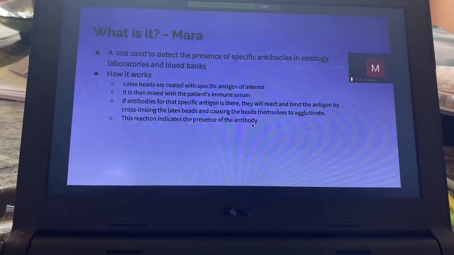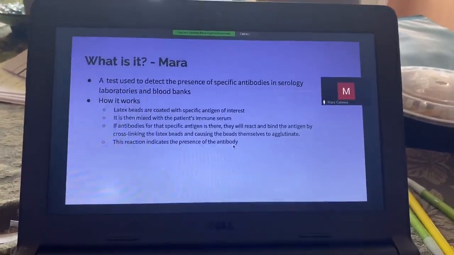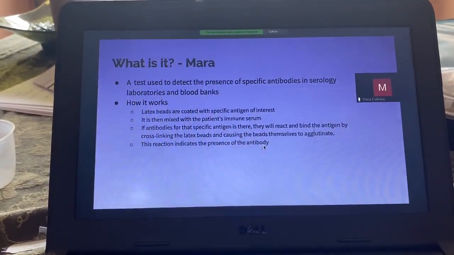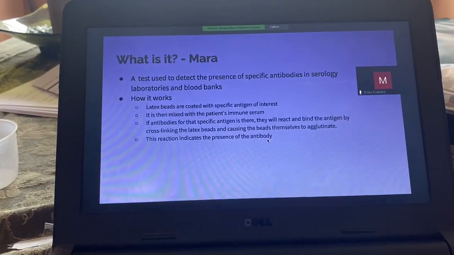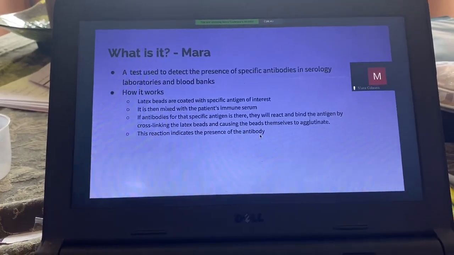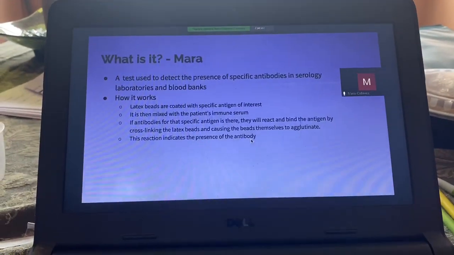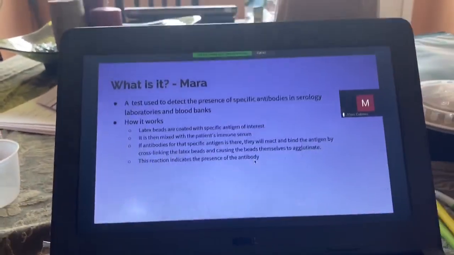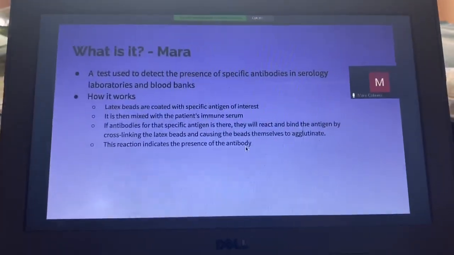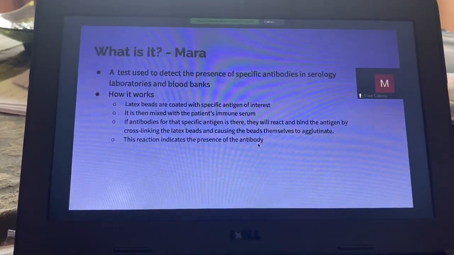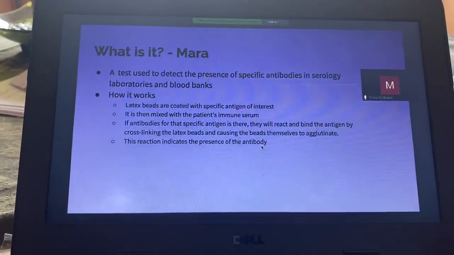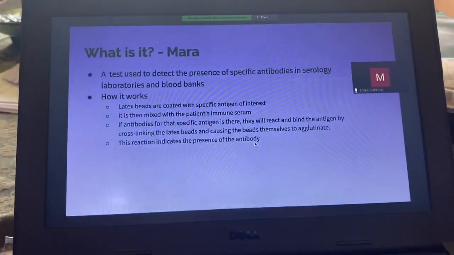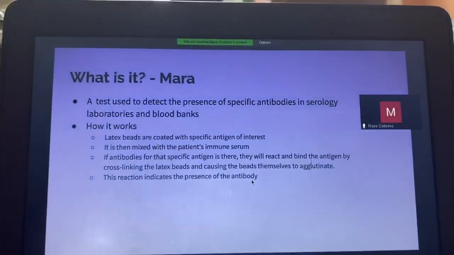Okay, so what is it? Agglutination tests are tests used to detect the presence of specific antibodies in serology labs and blood banks. So how it works is latex beads are coated with a specific antigen they want to test. It's then mixed with the patient's immune serum. If the antibodies for the specific antigen are there, they'll react and bind to the antigen, which will cause the agglutination. And this reaction indicates the presence of the antibody that they wanted to look for.